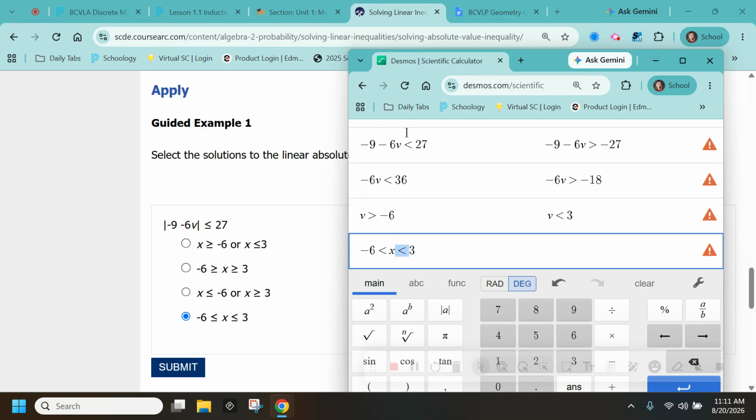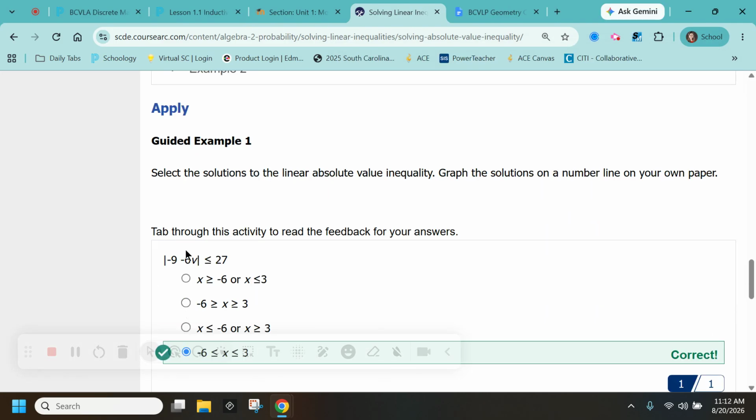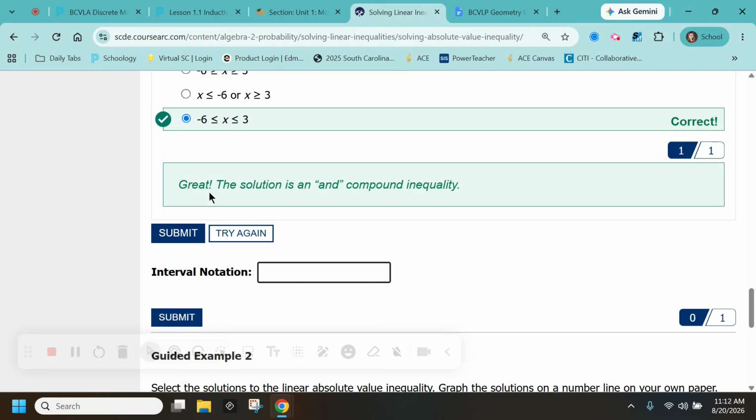So remember to split it, rewrite the absolute value inequality as you see it, and then separate. This is because it's a less than. Separate, flip the sign, change the sign on the constant, or the value that's not in the absolute value. All right, and then writing this in interval notation, we have -6 included, to a positive 3 included.